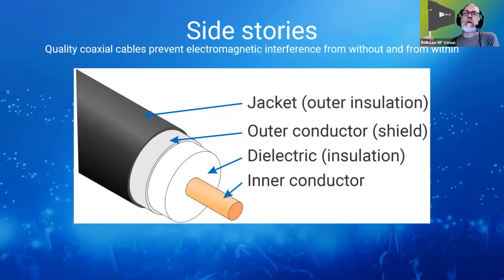At RF Venue, we sell RG8X. That's a really good combination of performance versus price. It's a nice meeting point. RG8X that we sell is also double shielded. And I'll get into the importance of double shielding in just a minute.